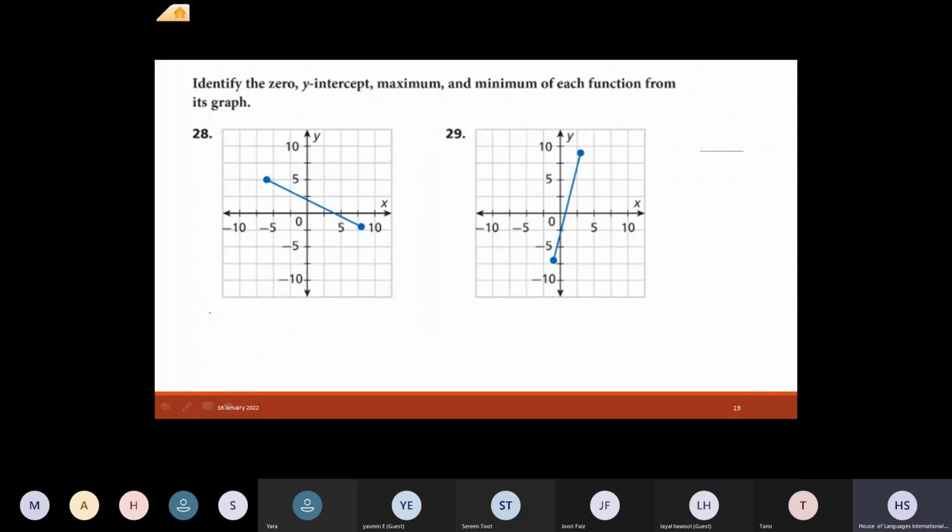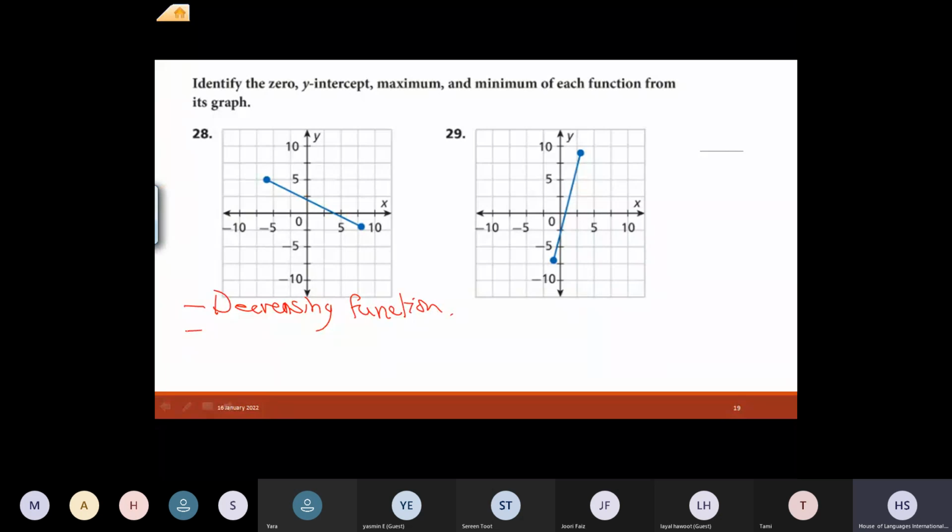Look at 28 now. The first step: is the function increasing, decreasing, or constant? It's decreasing. Good job. So here, it's decreasing. And here they ask you about some characteristics, but I want to write all of the characteristics. So it's a decreasing function.